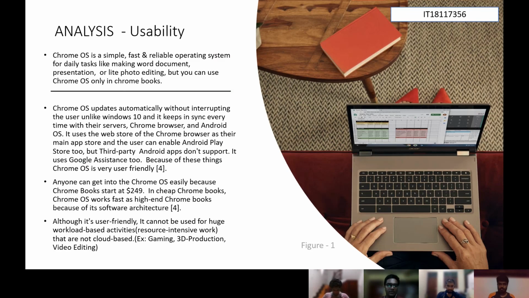In the usability part, Chrome OS is a simple, fast, reliable operating system for daily tasks like preparing a Word document or presentation like this one, or light photo editing. But you can use Chrome OS only on Chromebooks. There are some websites that offer Chrome OS downloads, but they cannot be recommended because the official Chrome site doesn't give you the chance to download Chrome OS.